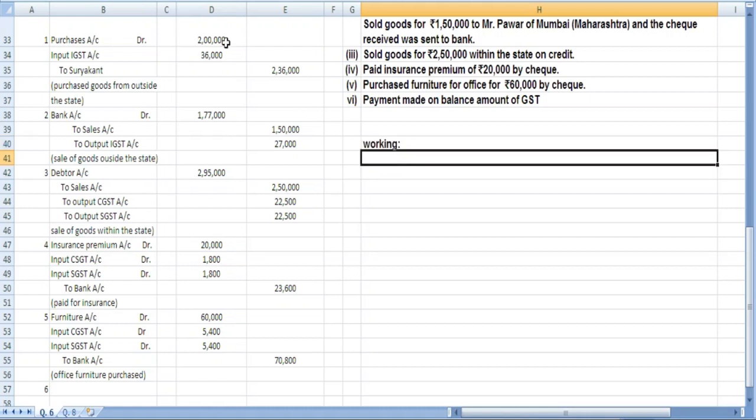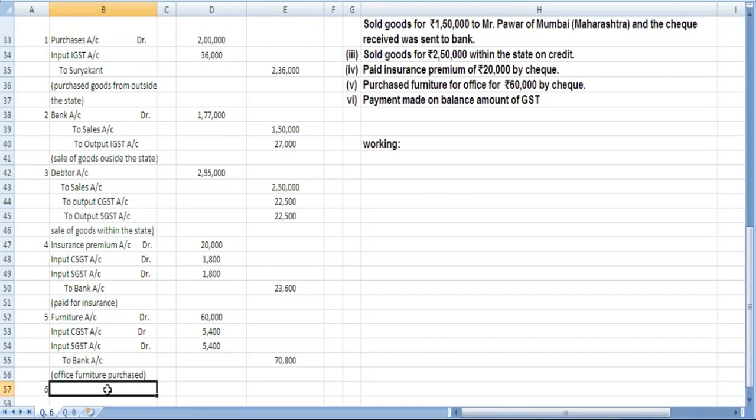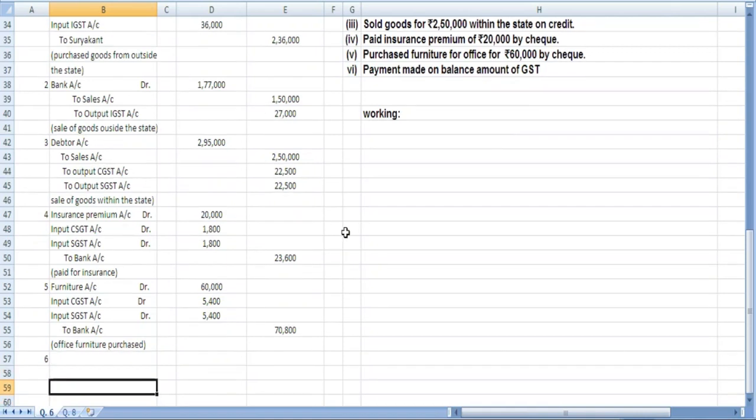We have input IGST of 36,000 and the collection we got was 27,000. So this collected amount we're going to adjust with the input and output. Input IGST means what we paid when we purchased, 36,000. So input is becoming excess. Now whatever we have collected from the sale, 27,000, first we will adjust that.